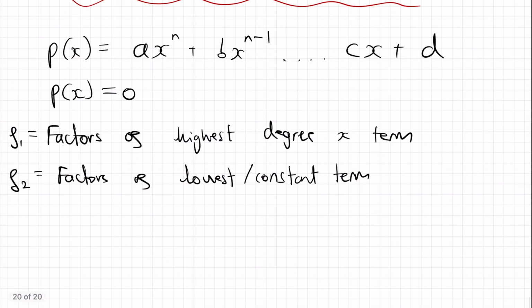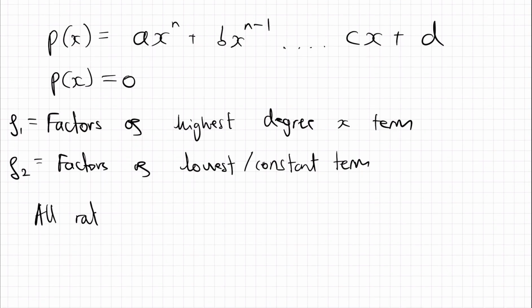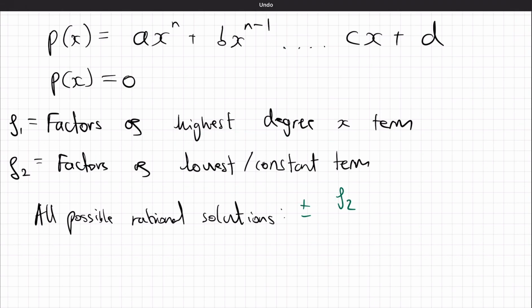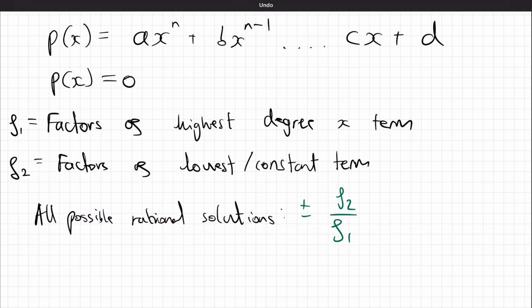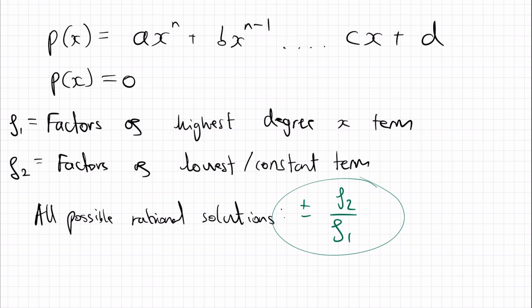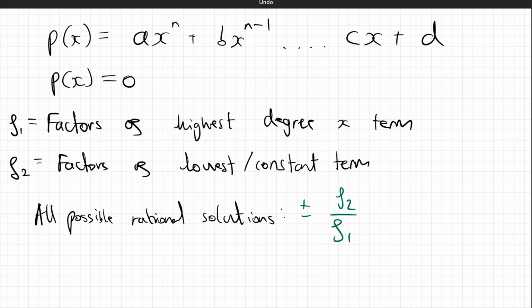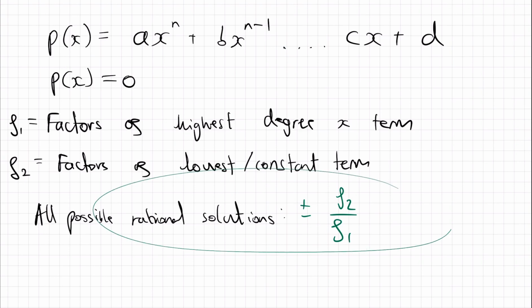And basically what it states is all possible rational solutions will be plus or minus the factors of the lowest constant term over the factors of the highest degree x term, just like that. And this will give us all of the possible rational solutions. Obviously, if this polynomial has 0 rational solutions, then it's not going to give you any of them. But this is just stating that you can find some of them using this.